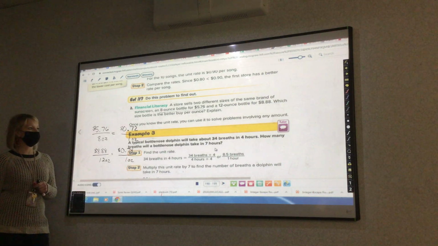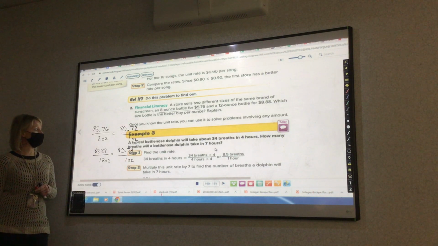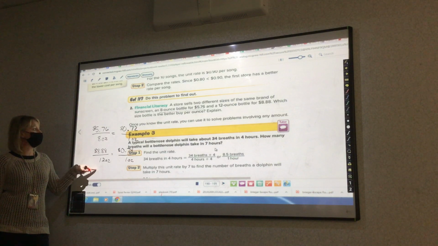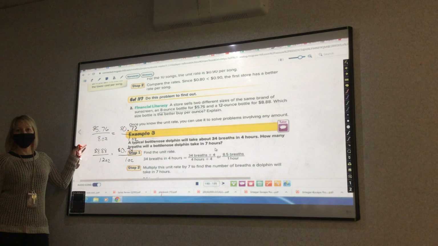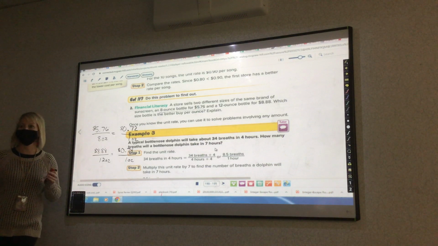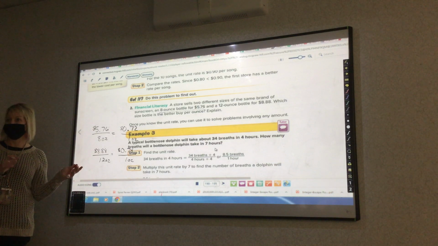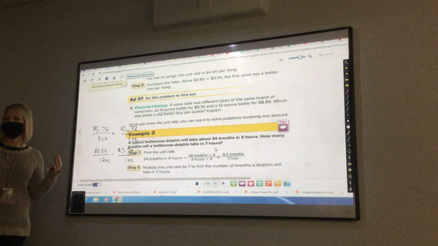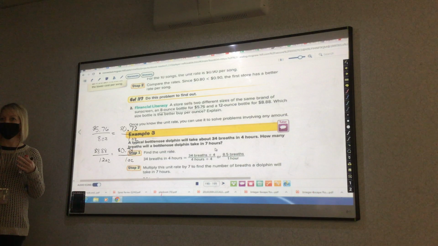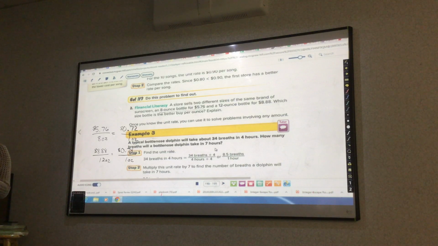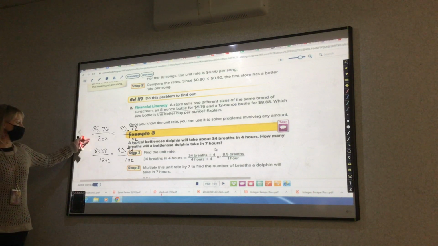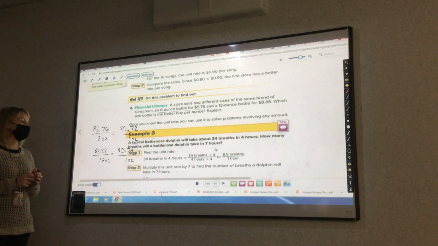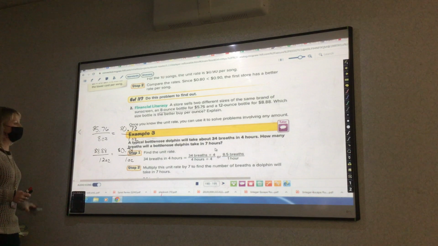So then I ask which one has a better rate or which one has the better buy. Would it be the smaller container or the bigger container? So remember yesterday, or I can't remember if it was yesterday, a couple days ago, we were comparing peanut butter jars, and I said it's not always the bigger the container, the better the buy. You have to be careful. That's why we create the unit rate. Go ahead and erase your boards for our next example, example 3.